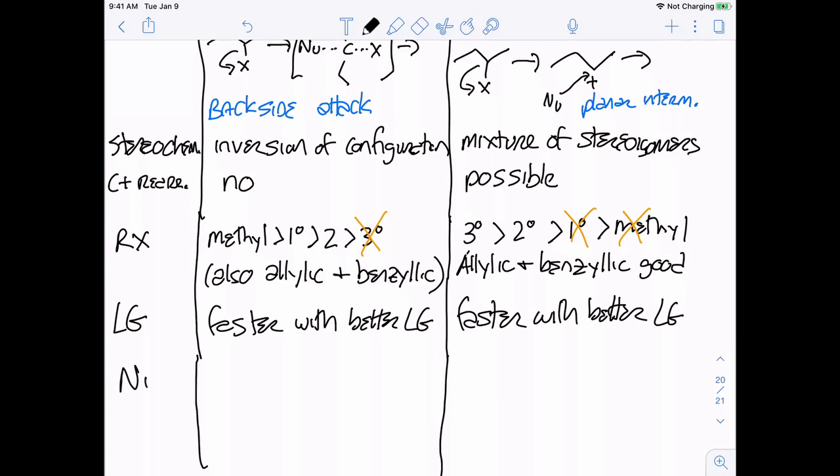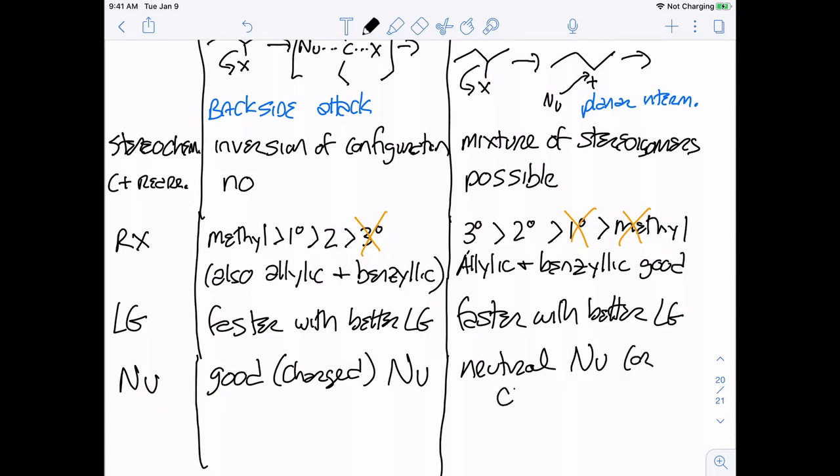Our nucleophile, we want a good nucleophile, charged, with an SN2 reaction. My nucleophile is part of my rate determining step. A neutral nucleophile or a good nucleophile, either way, is okay for SN1. Again, that nucleophile is not part of my rate determining step, so it doesn't have to be that great of a nucleophile.